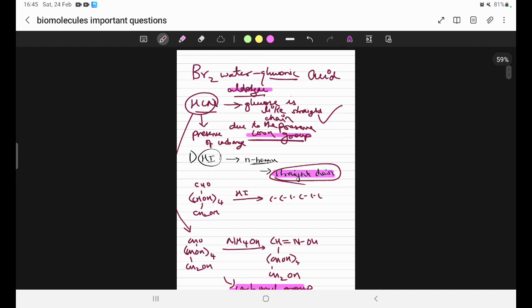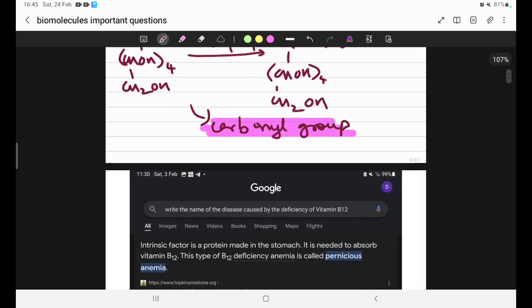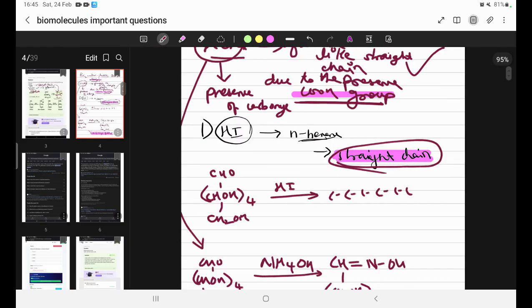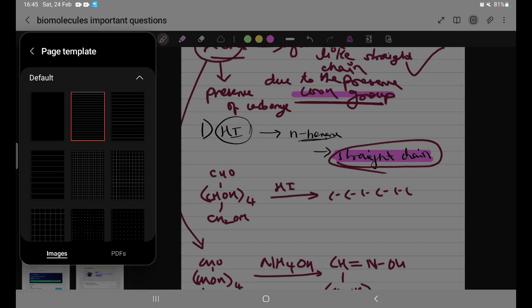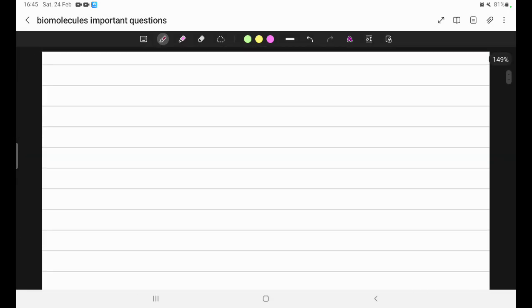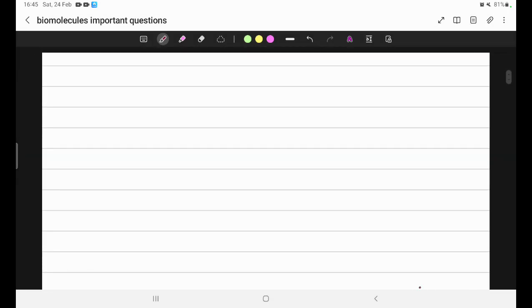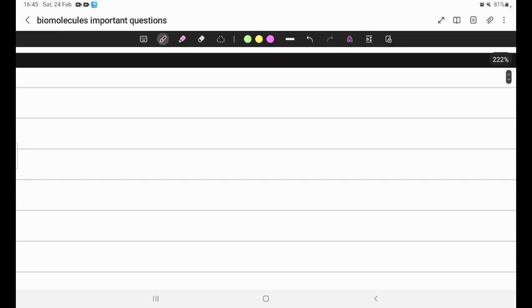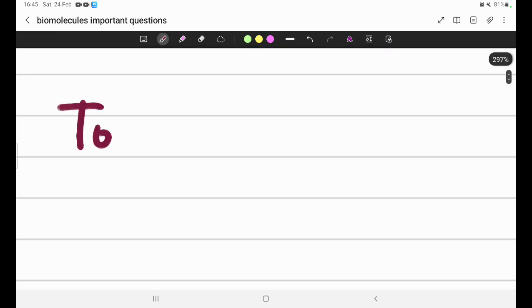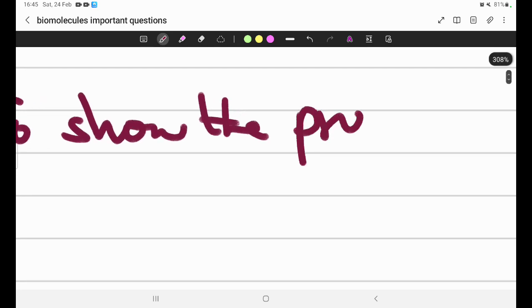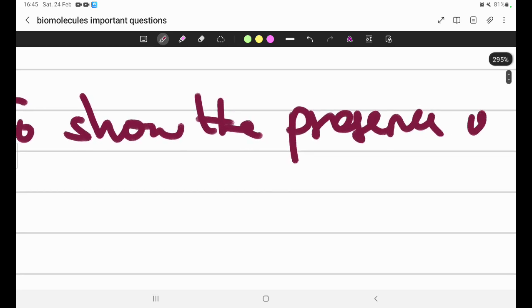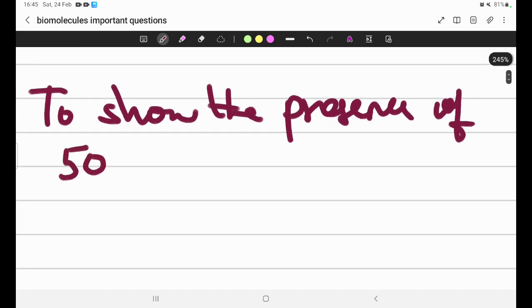Bromine water gives gluconic acid. Then why do we use bromine water? For aldehyde. Okay, let me explain a few more things and then we can keep going. What is the next one? We have only 2 more to remember. That is acetylation of glucose. Why? What proof do we need? To show the presence of 5-OH group.